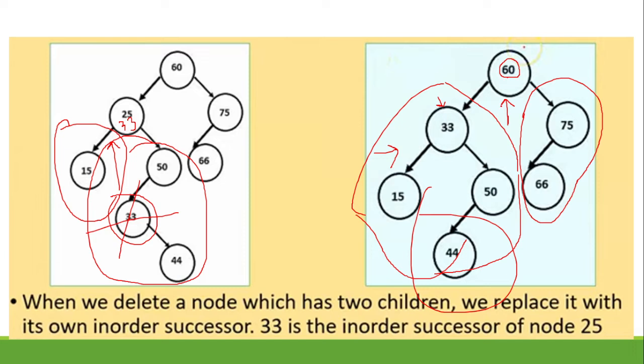Find the value which is closer to 60. So we have to find the largest value among these. Which is the closest one? 50 is the closest one to 60. So it is the in-order predecessor.